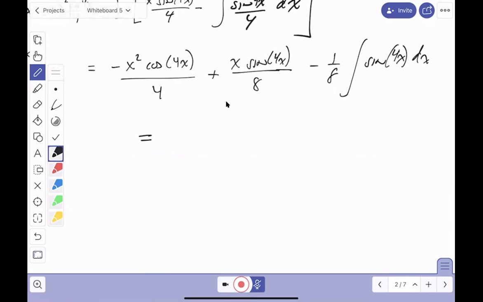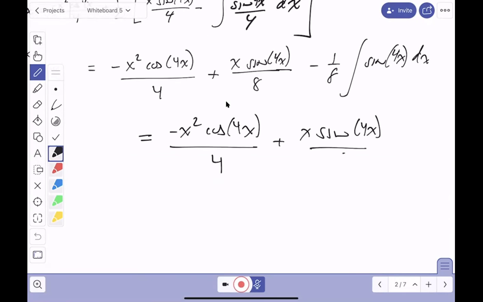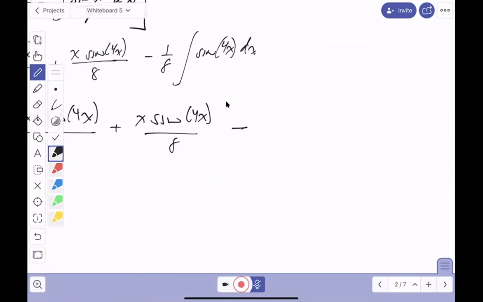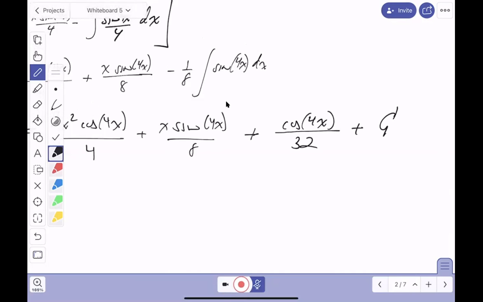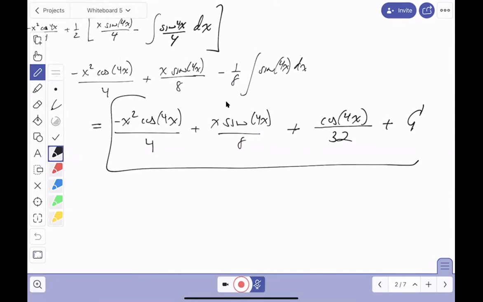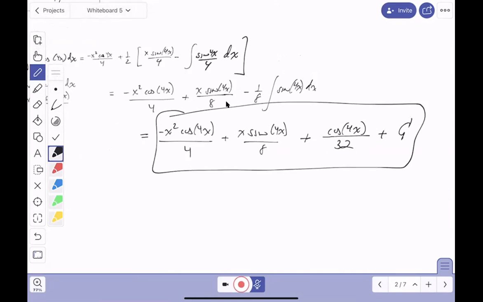Let's put this down. Minus x squared cosine 4x over 4 plus x sine 4x over 8. And let's see if we can put this last integration down. So minus, well, not minus, right? Because I have to get a cosine, right? So it's going to be plus, I think I'm getting better at this, right? So cosine of 4x, and then it'd be 4 times 8, which is 32, plus c. Again, we're going to put the c down once I remove all the integrations. All right, this definitely got more difficult, right? But I'm glad they started me.